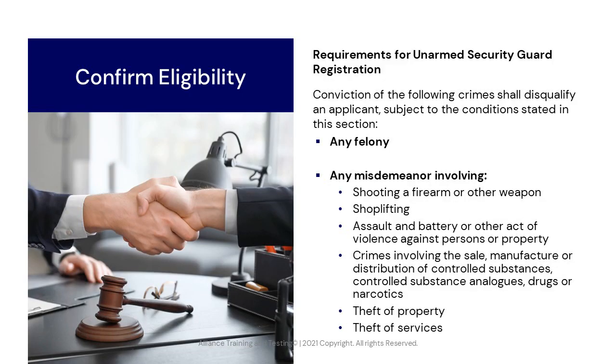Requirements for unarmed security guard registration. Conviction of the following crimes shall disqualify an applicant, subject to the conditions stated in this section. Any felony. Any misdemeanor involving shooting a firearm or other weapon. Shoplifting. Assault and battery or other act of violence against persons or property. Crimes involving the sale, manufacture, or distribution of controlled substances, controlled substance analogs, drugs, or narcotics. Theft of property. Theft of services.